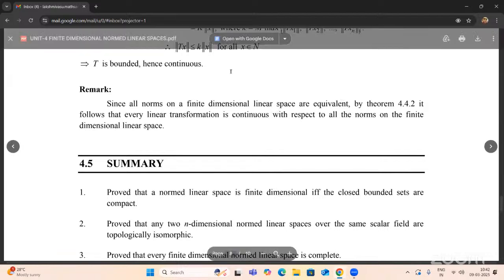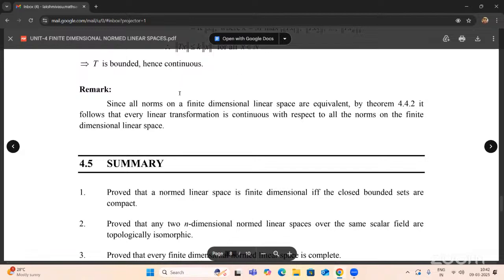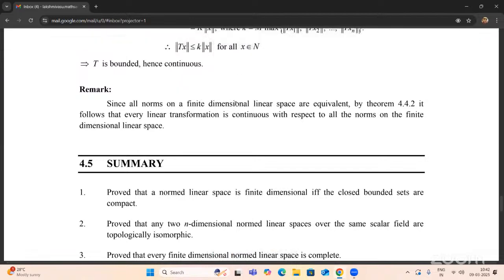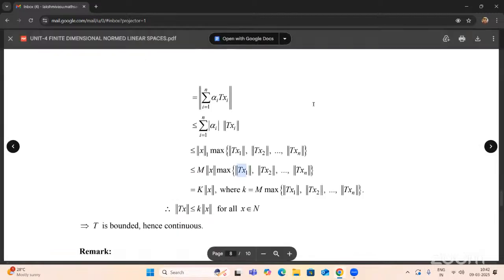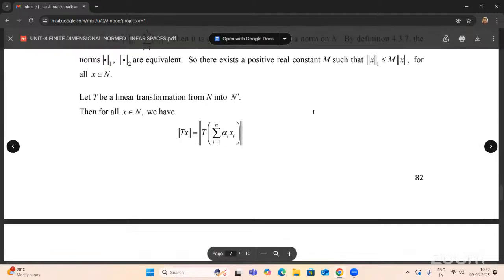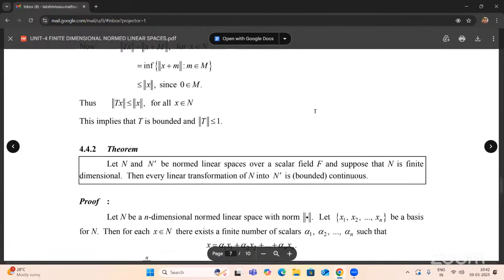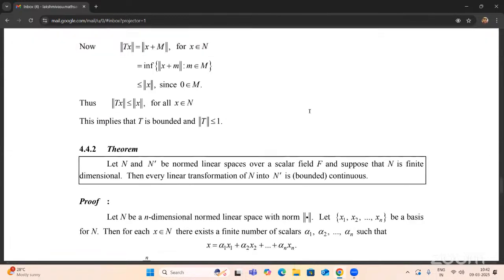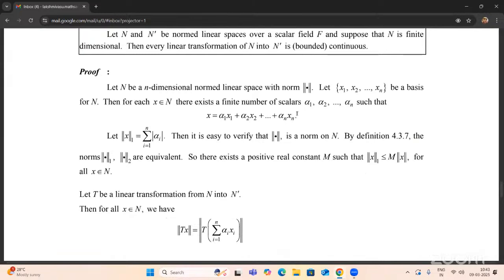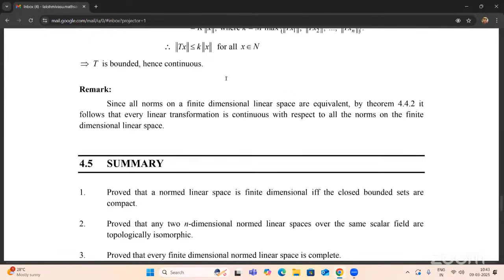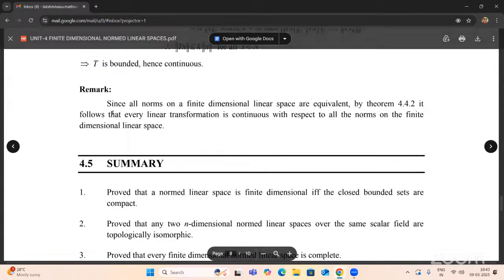Now this theorem is very important because it covers all norms on a finite dimensional linear space. FDLS means finite dimensional linear space, and VS means vector space. So you are taking any two norms to be equivalent. Now you must apply this in the given theorem 4.4.2. Just see and verify this theorem. This theorem has already been proved here.